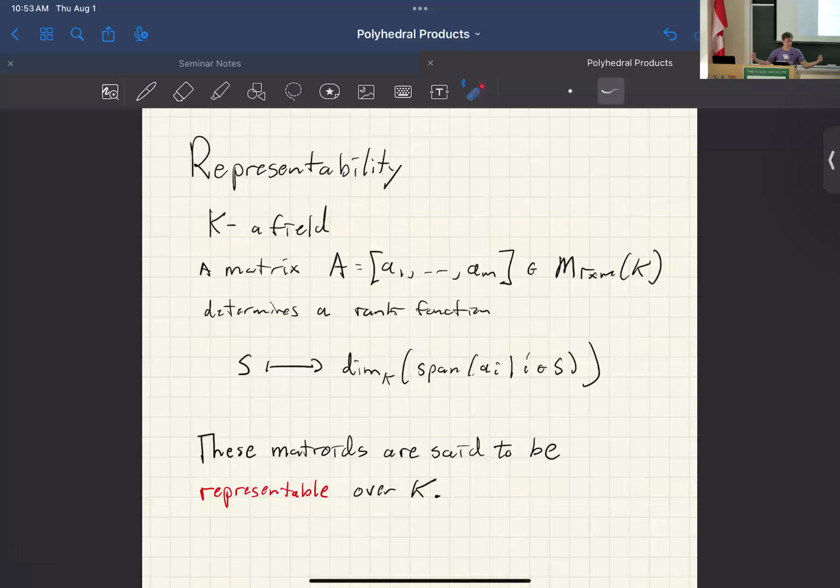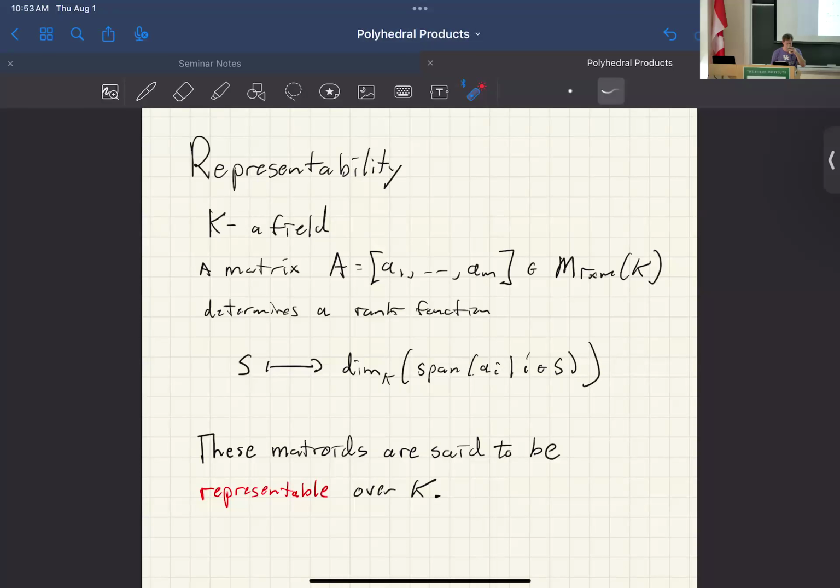Like I've been saying, if you take an actual matrix over an actual field, then you can get a rank function for free. That rank function is you send a subset of indices S to the dimension of the span of the vectors, the columns of that matrix with those indices. That will always be a rank function. And the matroids that come about this way, where there's some matrix over some field out there, maybe K, where the rank function coincides with this function, you say that they're representable over K.